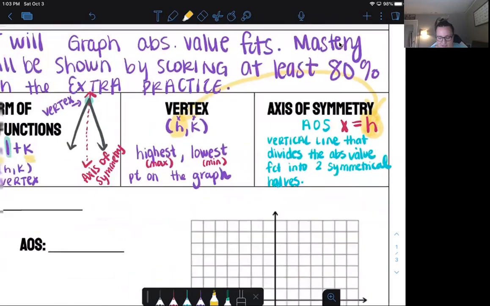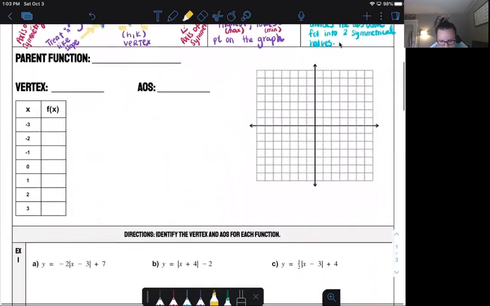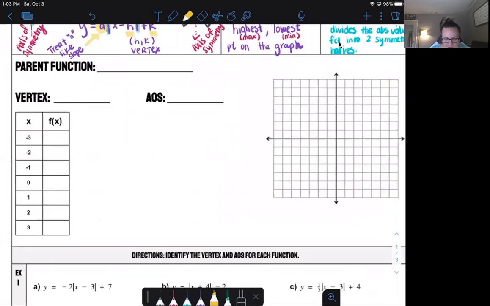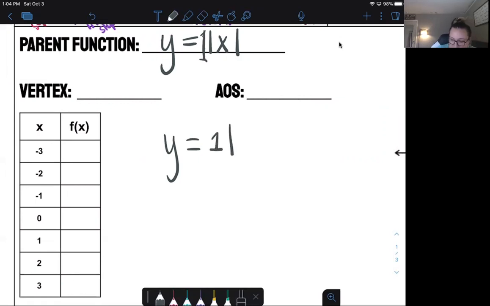All right, so why don't we go ahead and graph our first absolute value function. So the parent function of all absolute value functions is the equation y is equal to the absolute value of x. Let's talk about that equation for just a second and compare it to the general form. So y is equal to, well, technically, isn't there like a ghost 1 out in front of the absolute value symbols here? So it's technically 1 times the absolute value of x minus 0 plus 0.